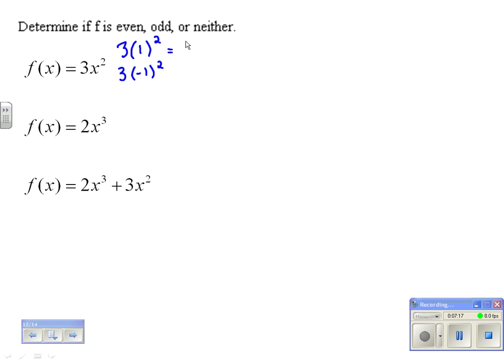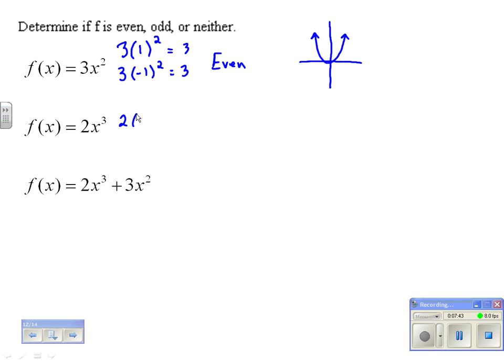So this first one gives me 3. The second one will also give me 3 because -1 squared ends up being positive. That means this is even. This graph, if we were graphing it, is a parabola. And so hopefully you can see how, if I had a more accurate drawing, that this would be symmetric on the y-axis.